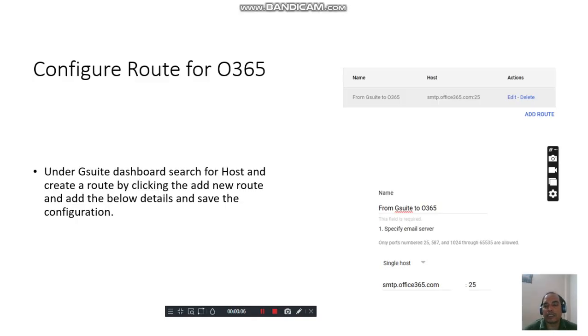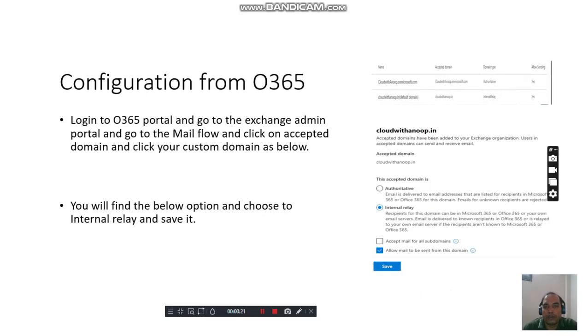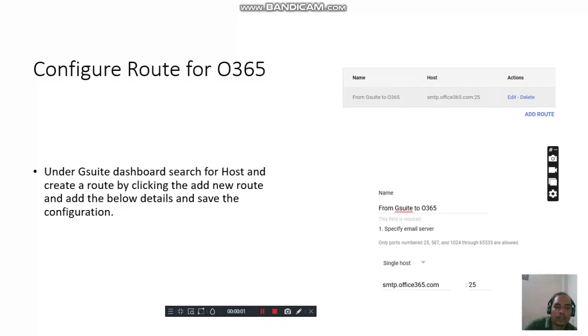So this is under the G Suite dashboard. Search for host, create a route by clicking Add new route, add the below details and save the configuration. This task we have performed already. Now we will go for the configuration from O365, and I'll explain how it is performed. In the previous video we added the route for O365. In the next video we will start the O365 configuration.